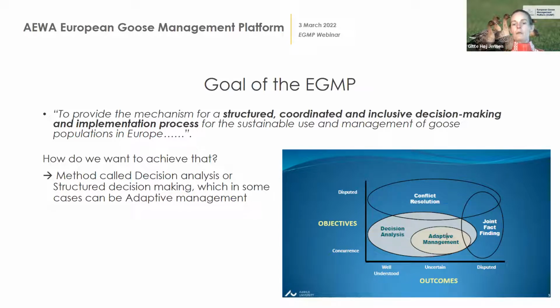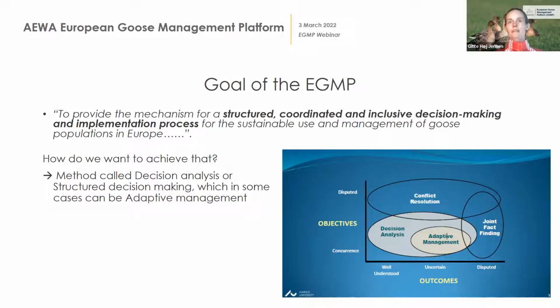Furthermore, if our objectives are very disputed, we can't agree on them, or we are not sure in which direction to go, then we may be out in doing some conflict resolutions. On the other hand, if we are clear about our objectives, we have some understandings of the outcome of our actions, well, then we can use decision analysis and in some cases adaptive management, which I'll come back to.